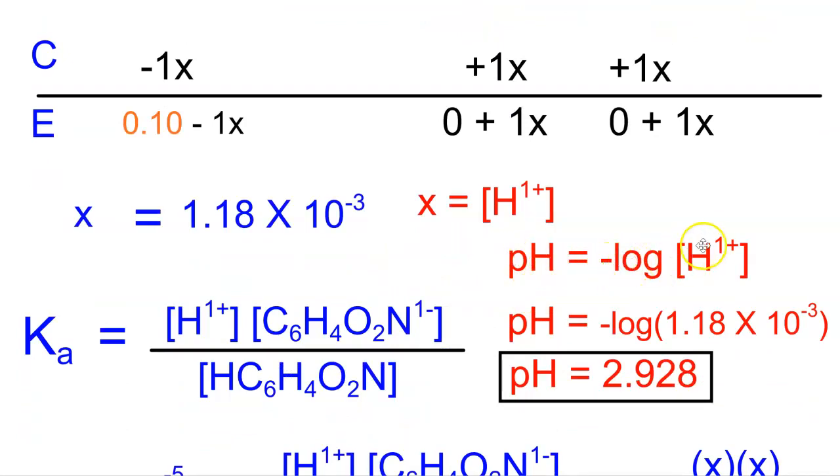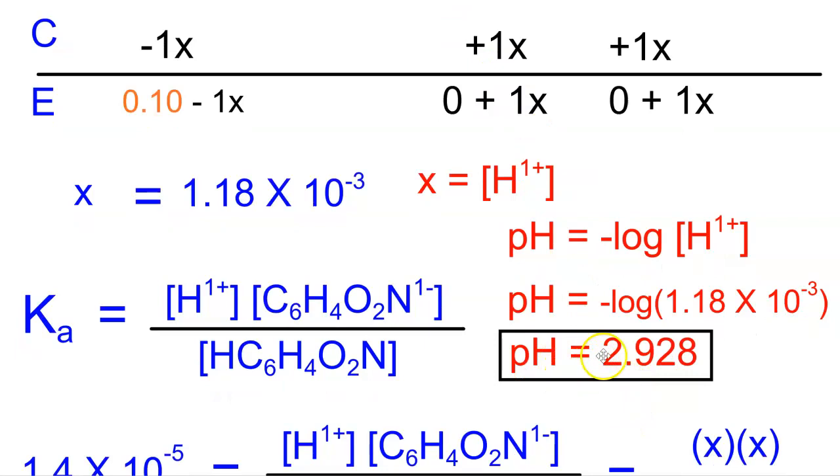pH is equal to the negative log of H plus concentration. That's the algebra formula that we traditionally get to use and have used with strong acids. But now that we have a weak acid, we have to go through these ICE charts. And so here we are. So we're going to take this, plug in our X value for H plus, because we already showed that it represents H plus at equilibrium. And we get a pH of 2.928.